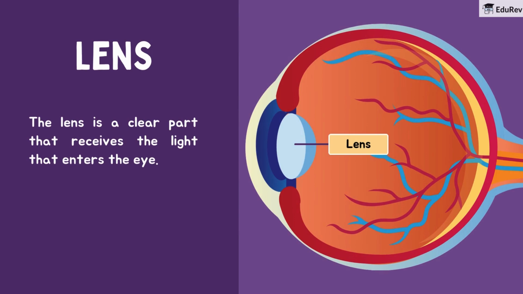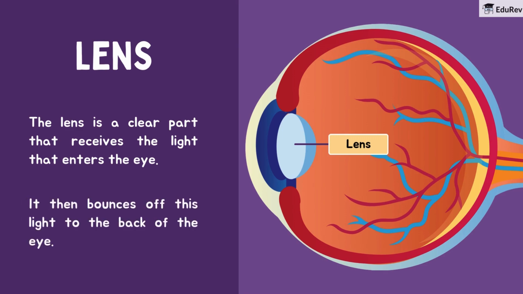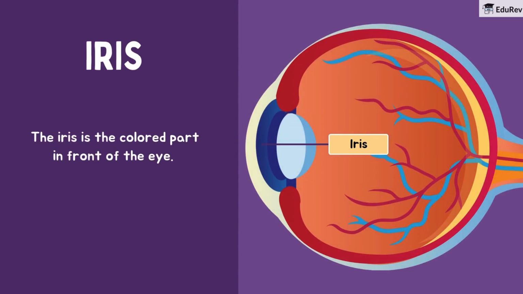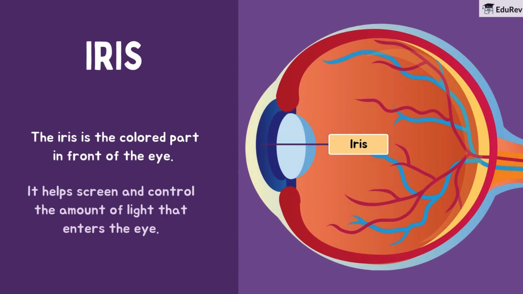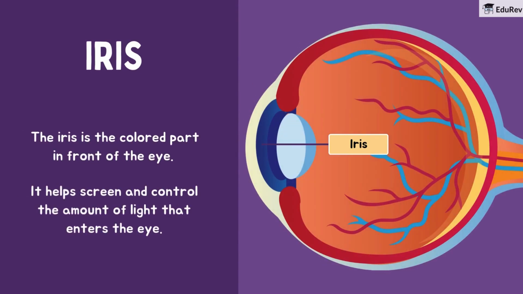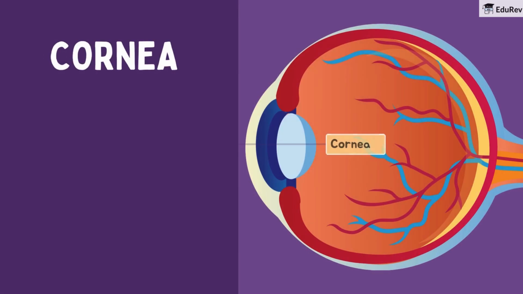Lens. The lens is a clear part that receives the light that enters the eye. It then bends this light to the back of the eye. Iris. The iris is the colored part in front of the eye. It helps screen and control the amount of light that enters the eye.